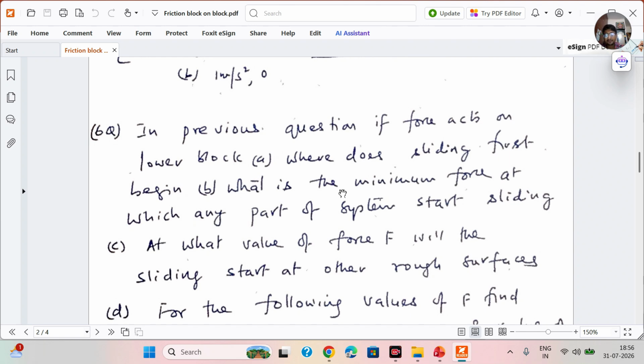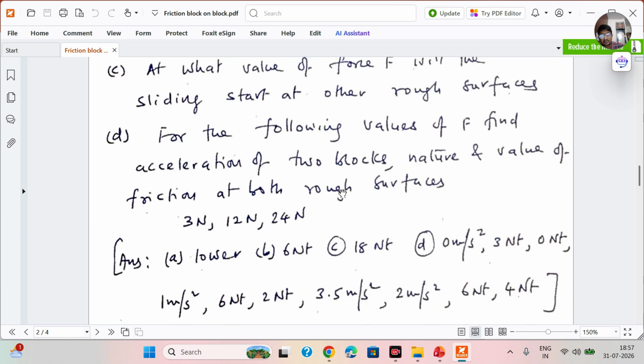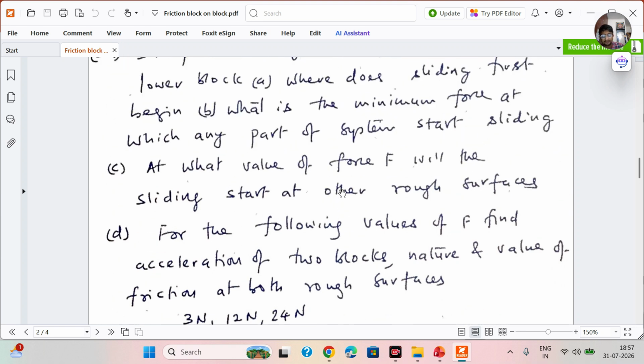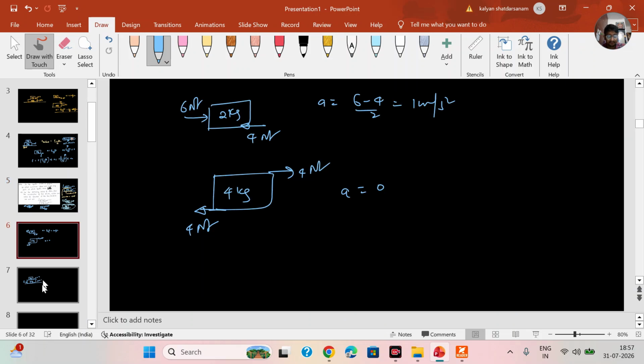Then the C bit is, at what value of F will sliding start at the other rough surface? So if sliding first starts between the blocks, then he's asking when will sliding start between the lower block and ground? Or if sliding first starts between the lower block and ground, he's asking when will sliding start between the upper and lower block. So these are the things. And then for the following values of F, find friction and accelerations, and he has given really a lot of bits here. So I'll do the analysis. This is a bit complex analysis, so let me just go step by step.